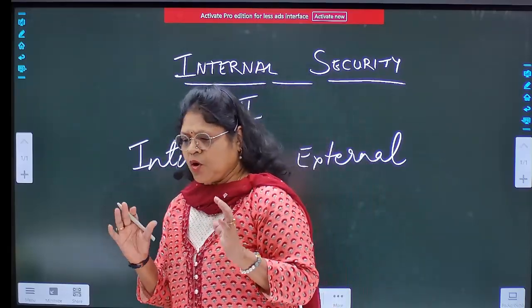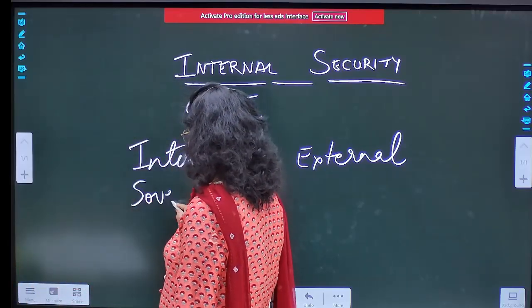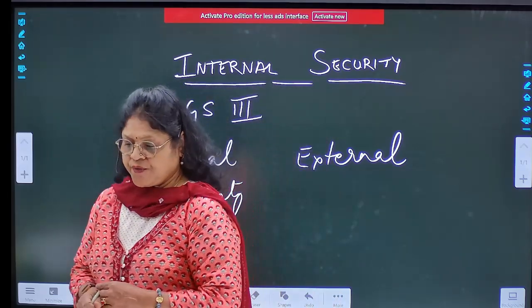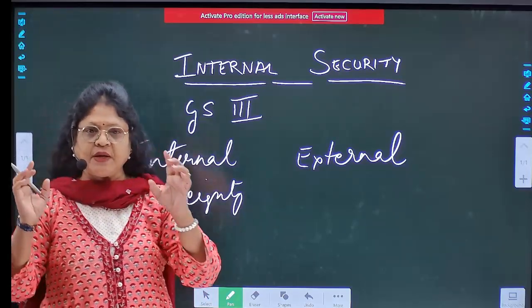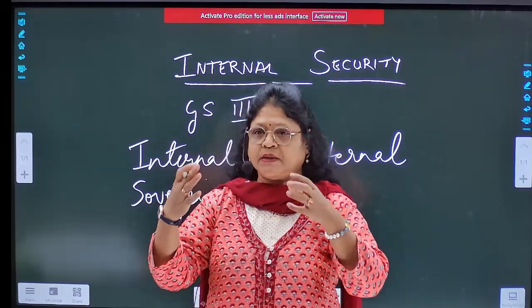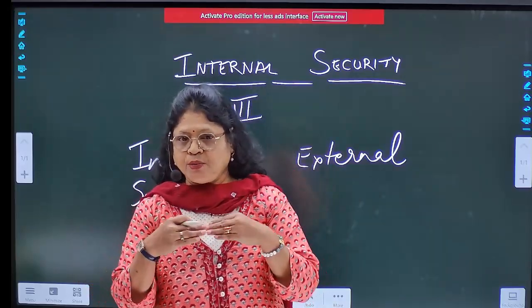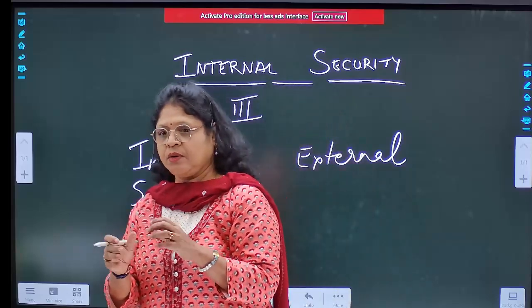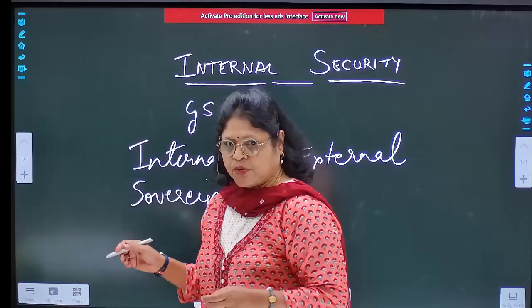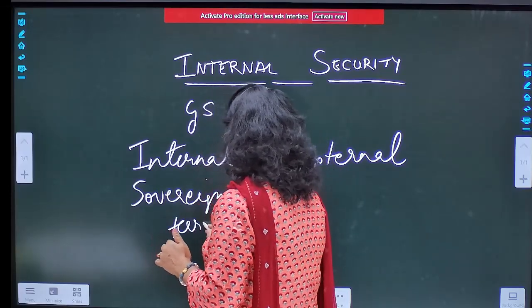So what are the components of internal security? One is to protect the sovereignty of a country within its boundaries. Every country has a geographical boundary. To protect that and ensure that there are no other countries or armies or militaries which are trying to enter into your territory or capture your territory or encroach upon your territory. This is one of the basic functions of the government, to protect its own boundaries and to maintain the sovereignty, especially the territorial sovereignty of the nation.